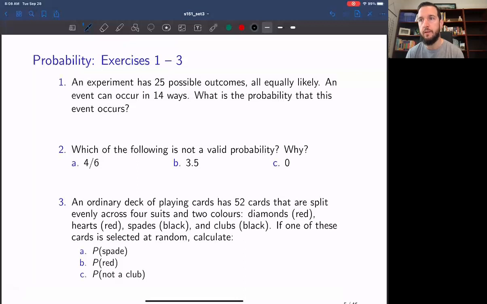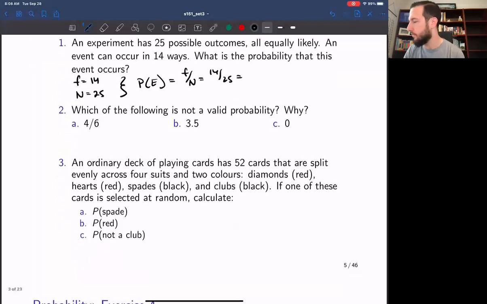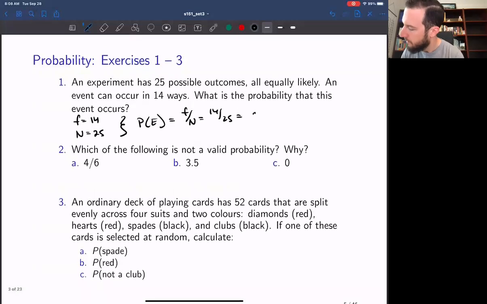Okay, so here are some very basic probability questions just to get an idea of working with the formula. An experiment has 25 possible outcomes. All are equally likely. An event can occur in 14 ways. What is the probability this event occurs? All right, so here we have little f equal to 14, and capital N equal to 25. It follows that the probability of observing event E is little f over capital N, which is 14 over 25, which is equal to 0.56.